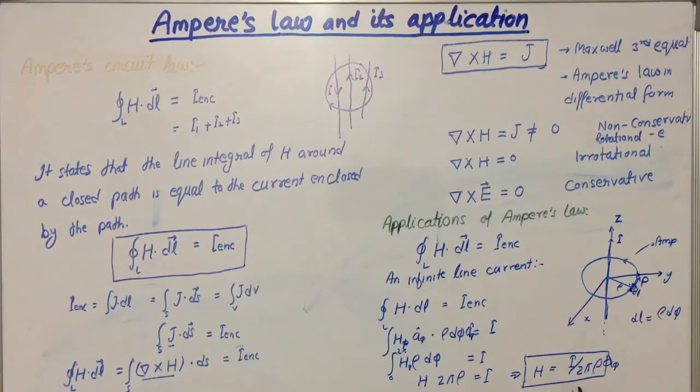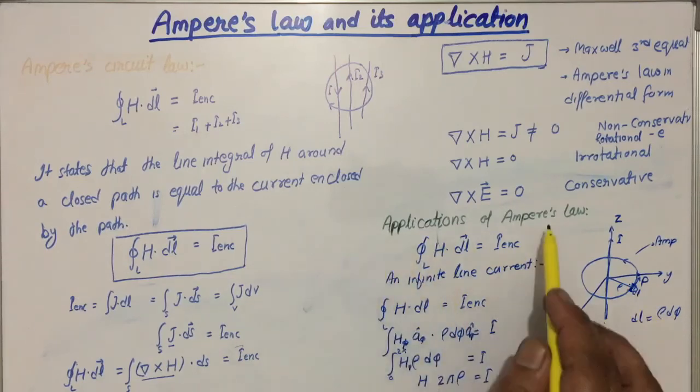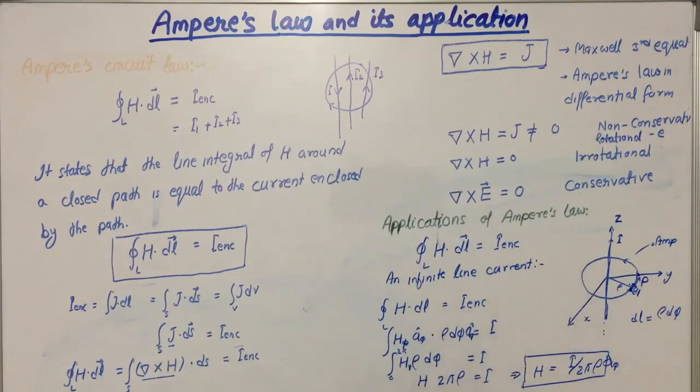In this way, this is the simplest way to find the magnetic field intensity at any particular point with the help of Ampere's law. This is very simple. Here one limitation is there, that we cannot apply this for a finite length of the conductor. This is valid for infinite length only.